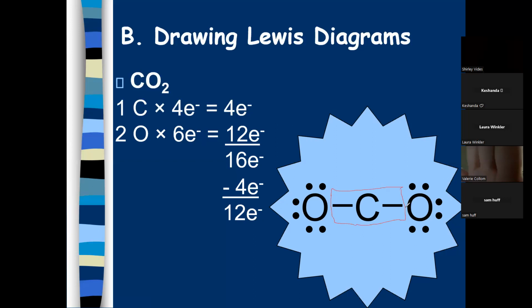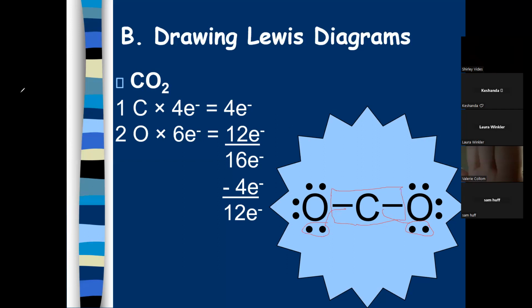So what to do? Well, you will relocate 1 pair to the middle and another pair to the middle. And that way carbon will have its 8, and so will oxygen. So this is where you do the double bonds when you don't have enough. So this is what's going to happen, watch.